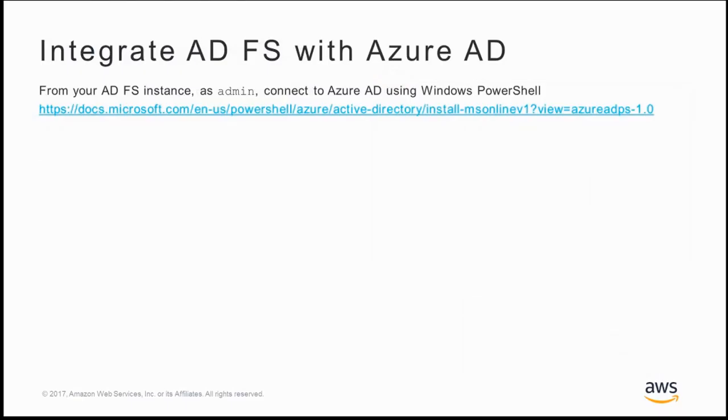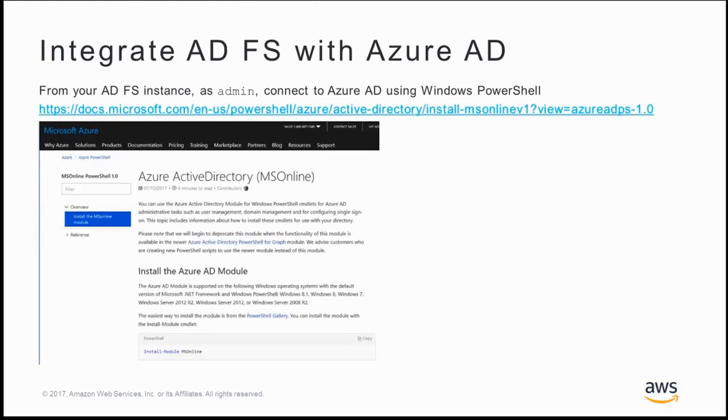To do this, from the ADFS instance, you will log into it using RDP as the admin account. This is the OU admin account that we create for you in the directory. And you'll connect to Azure AD using PowerShell. There's a document from Microsoft on how to do that, and the link is here on the screen. You'll follow the prompts through their site and get into the PowerShell.